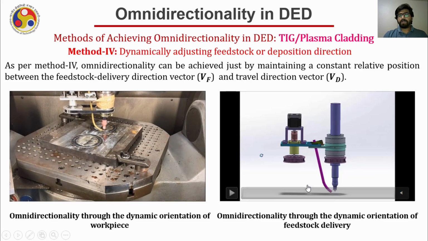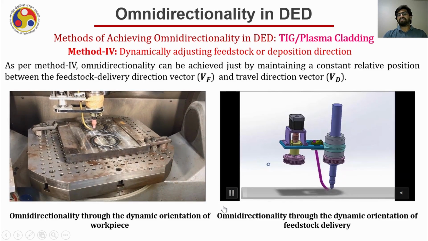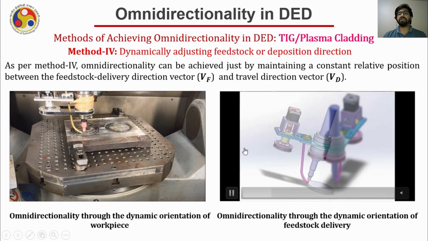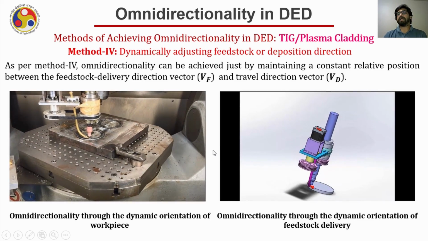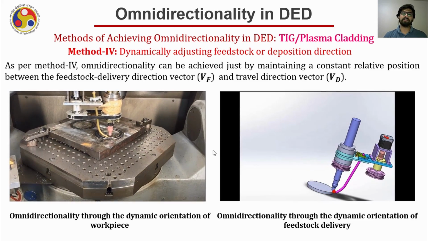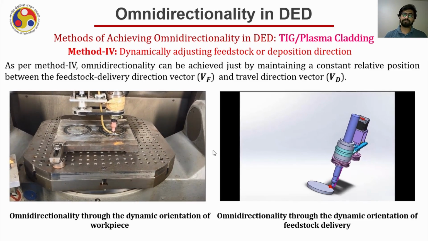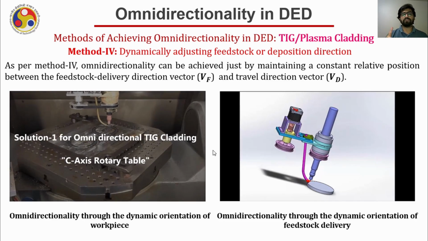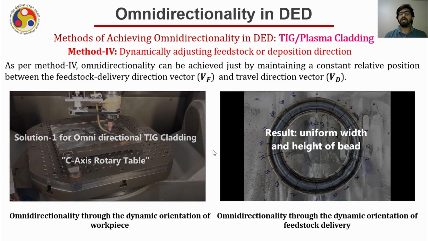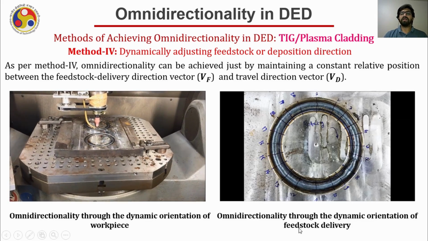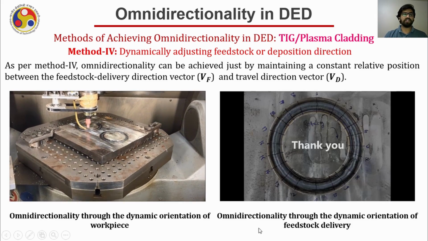While in this particular video, you will see that the wire feeder will rotate around the torch in such a way that the angle between VD and VF can remain always consistent and the process will become omnidirectional. Here you can see as the VD is changing, the wire feeder is also rotating in order to maintain the same angle, and this will be called omnidirectionality through the dynamic orientation of the feedstock delivery.